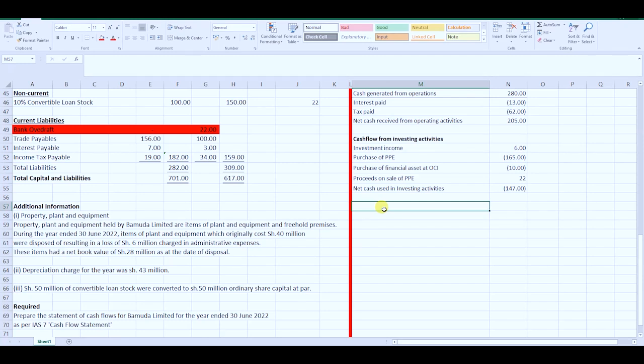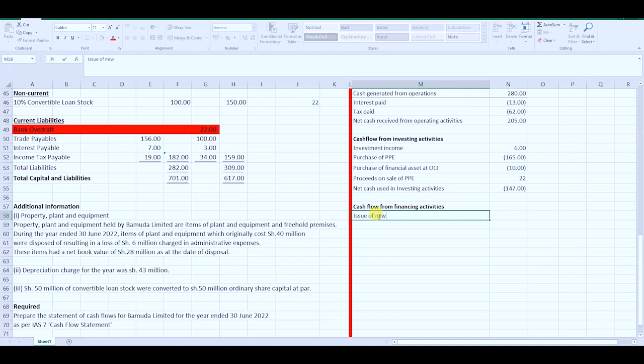Now we can move to the final part of the cash flow statement, cash flow from financing activities. For consistency's sake, we put it like that, bolded. Then we identify the items. There were new issue of shares. So issue of new shares.